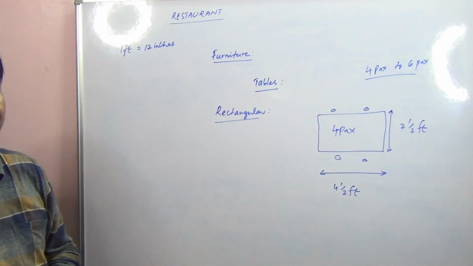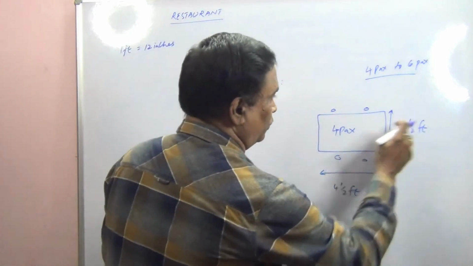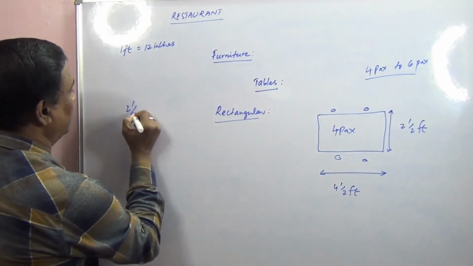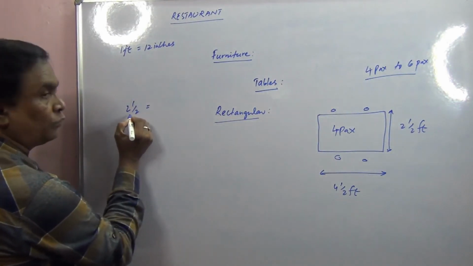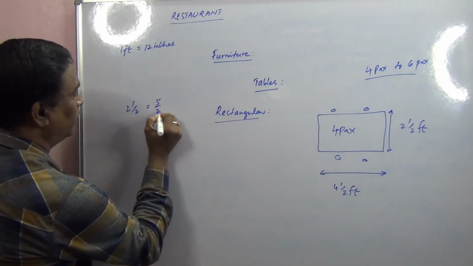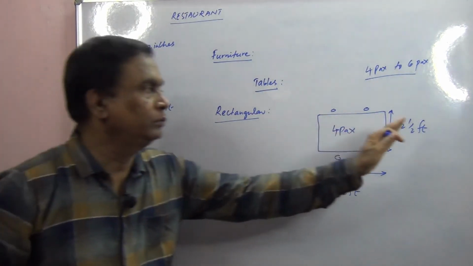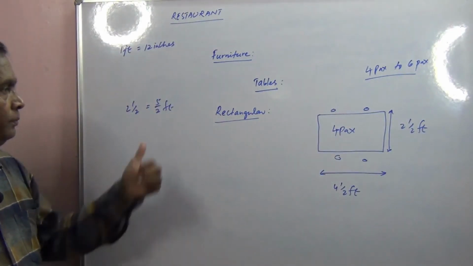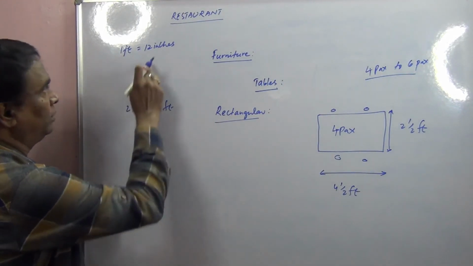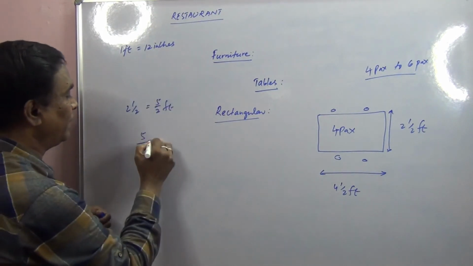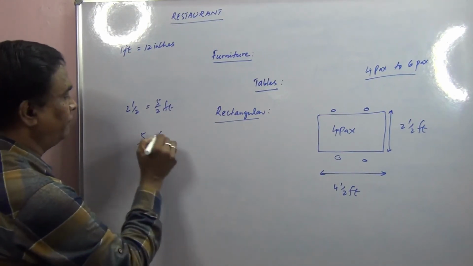Now, what is the corresponding value in inches? So here 2.5 feet can be converted as, this is a mixed fraction, should be converted into a fraction. So 2 into 2, 4 plus 1, that is 5/2. You can also write it as 5/2 feet. But if you want to convert into inches, now 5/2 into 12, since 1 foot equals 12 inches, it should be multiplied by 12. 2 ones are 2, 2 sixes are 12. 5 sixes are 30.